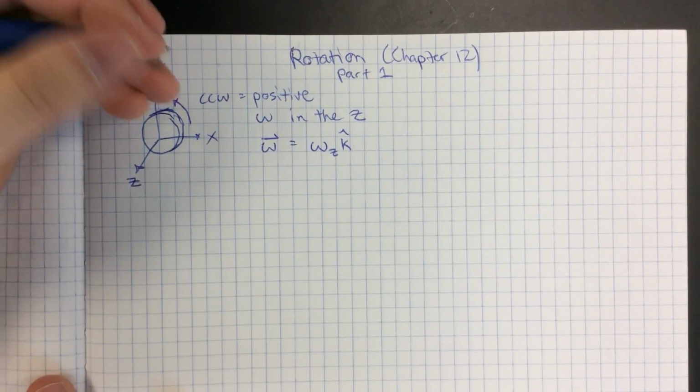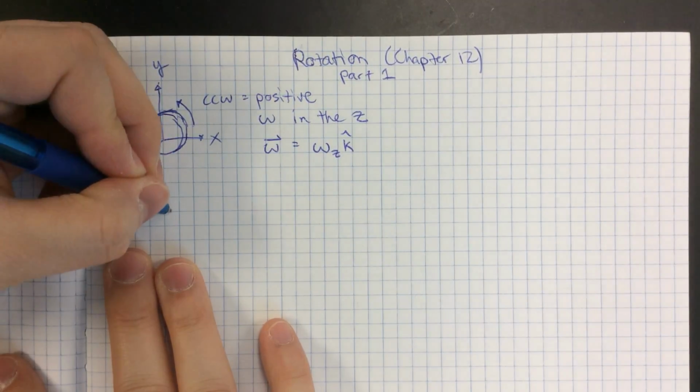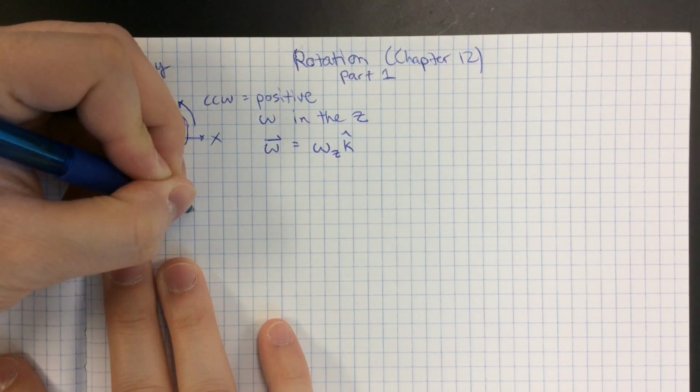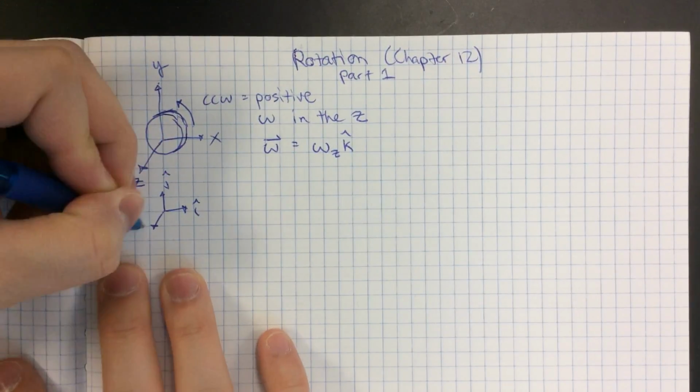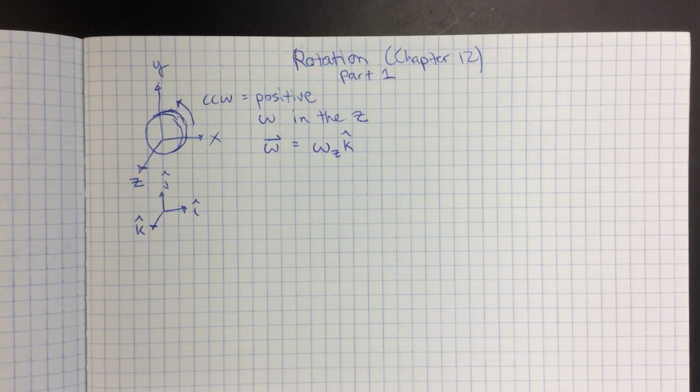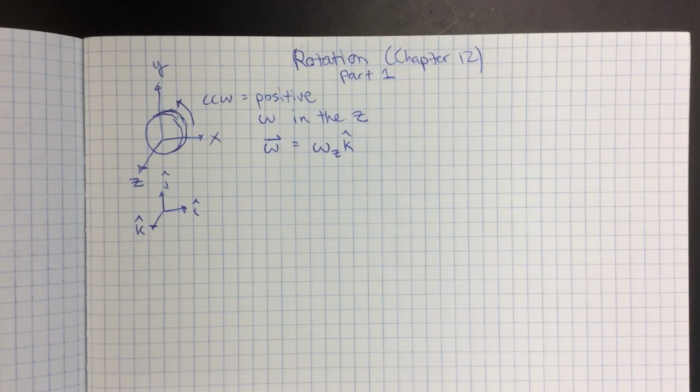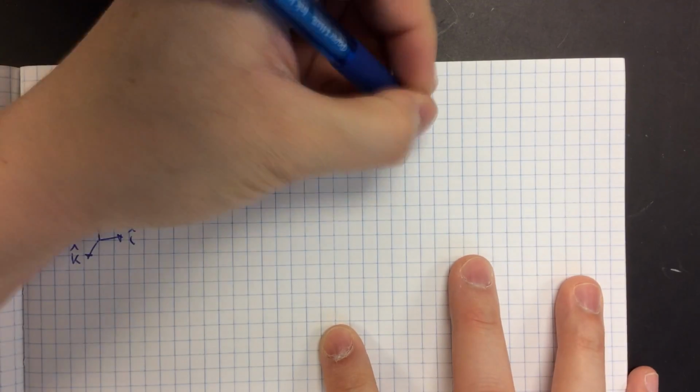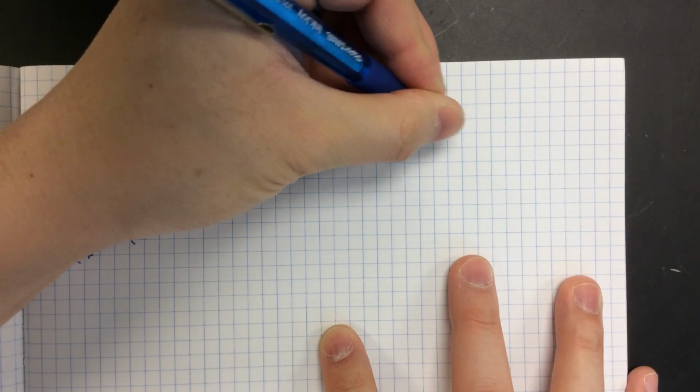Okay, in case you forget, if X, Y, and Z is like this, then your unit vectors would be I, J, and K. Okay. Questions on any of this stuff? It's been a little while since we've done unit vector notation, so you can go back over it. So then a clockwise rotation is negative. Right.